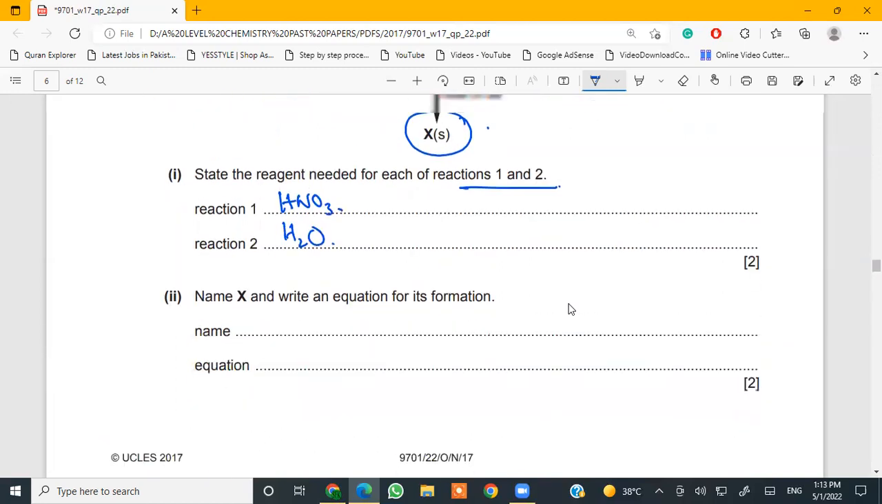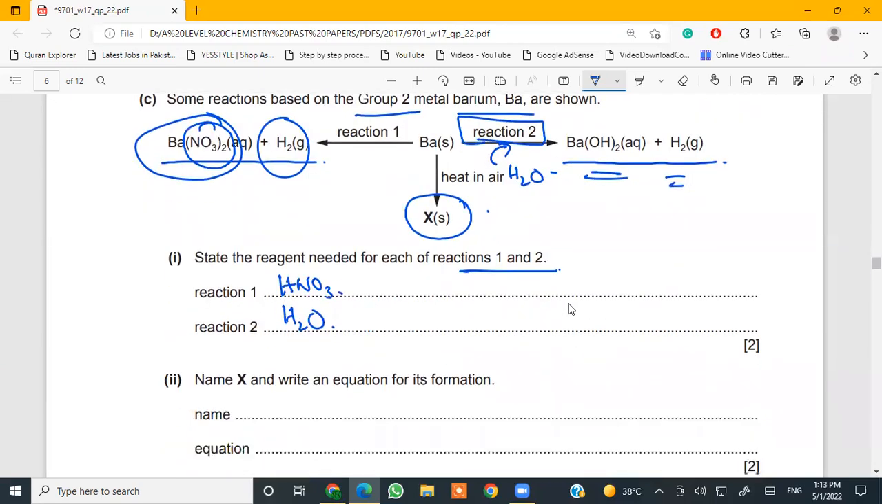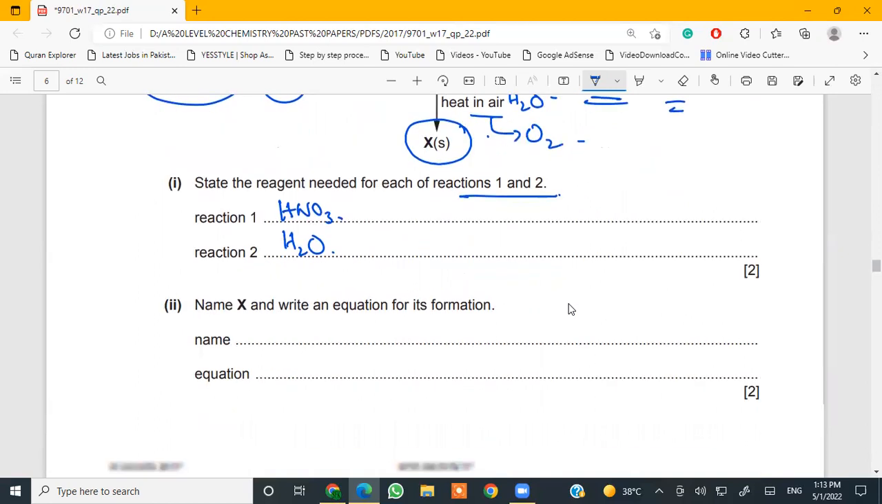Name X and write down the equation for its formation. If it is heated in air, air means it's a supply of oxygen, so it will give you barium oxide. So the name is barium oxide. It's a solid, right? And the equation that you have is barium plus oxygen forming BaO. So let's balance it as well, because this equation always has to be balanced, and there you go.